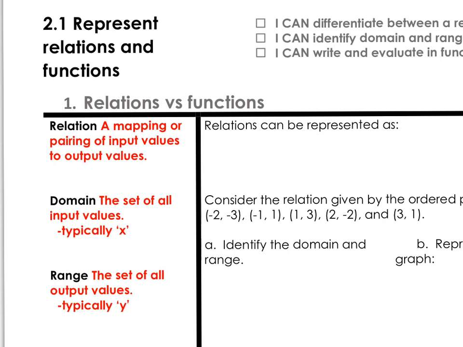Domain stands for the set of all input values. Typically, when we graph linear models or look at linear functions, that's the x variable. Range would then be the set of all output values. Usually what we have our equation equaling, which oftentimes is the value for y.